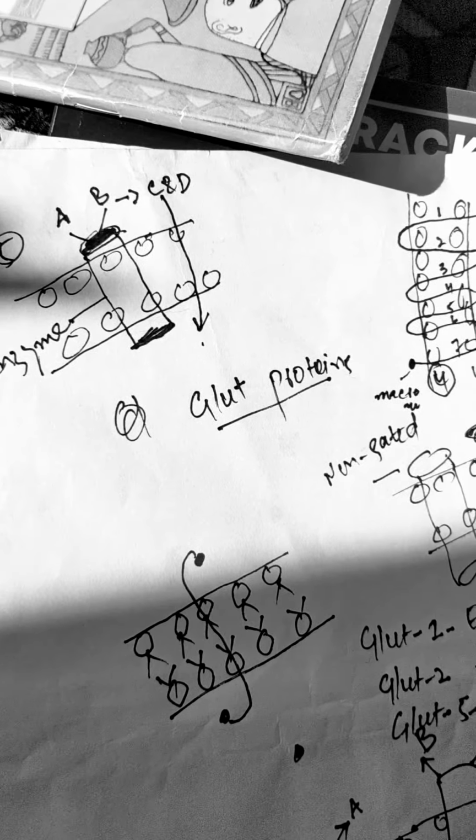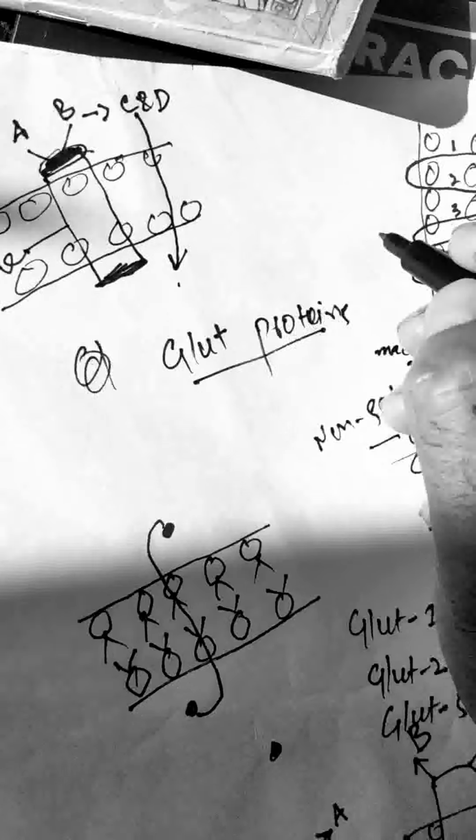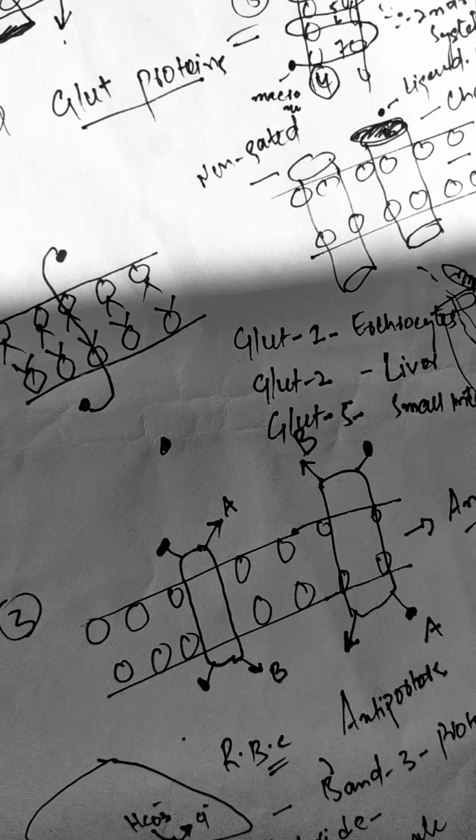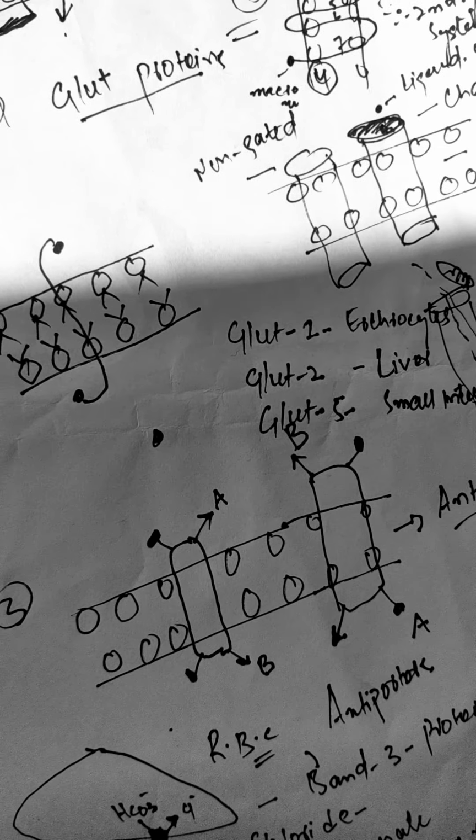This is also a kind of transportation. This was the sixth way of transportation. So I hope that you have understood this concept, how transportation occurs across the plasma membrane.